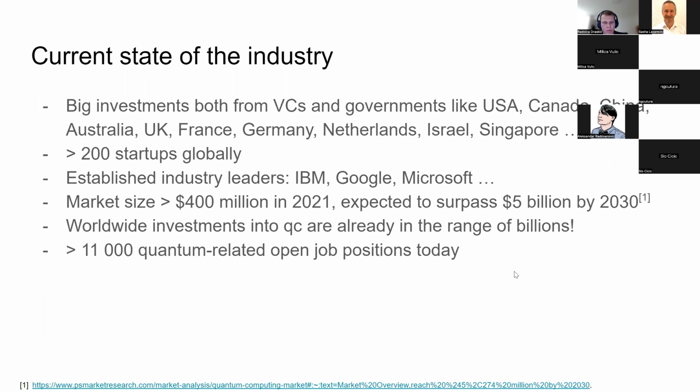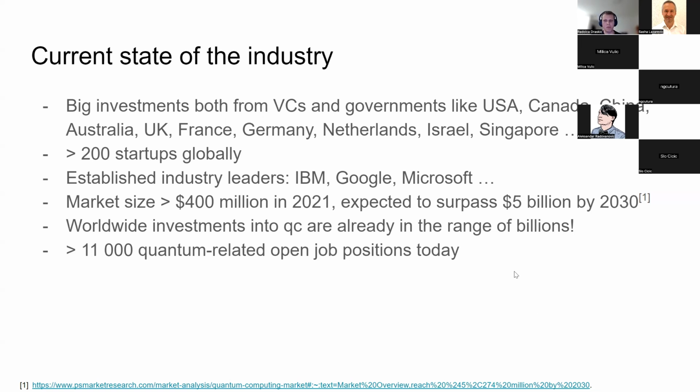The investments worldwide into quantum computing are already in the range of billions. For example, in the Netherlands, where I was studying, this year the government decided to invest over 600 million euros over the next few years into research and development and helping startups. There are also hundreds of startups globally popping up. People are trying to position themselves to develop the market. For now, the biggest players are the established industry leaders like IBM and Google that have one of the biggest chips in the industry. And now it feels like it has become a real industry.